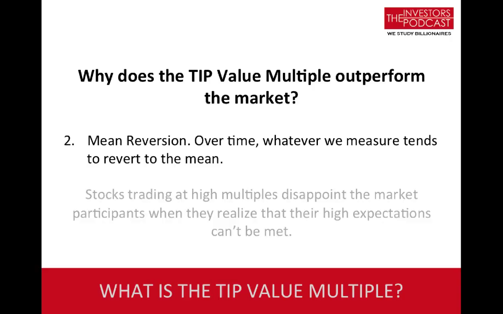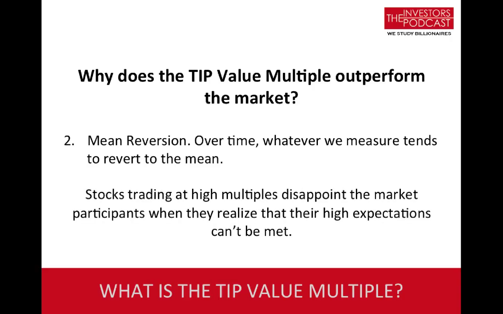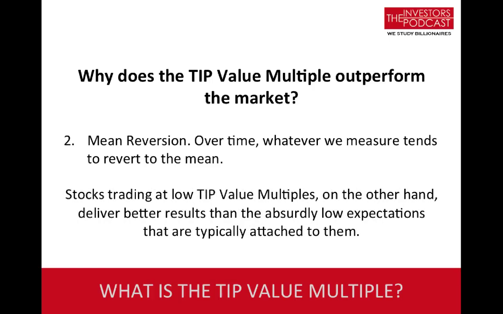Overall, stocks trading at high multiples disappoint the market participants when they realize that the high expectations can't be met. Perhaps you know this concept as growth stocks. The stocks that are trading at a low TIP value multiple, on the other hand, deliver much better results than the absurdly low expectations that are typically attached to them. Remember, they are highly unattractive businesses. In the short term, they might be priced even lower, but in the long run, once the market has realized the intrinsic value of the stocks, they will soar, and as a result, they'll vastly outperform the market.